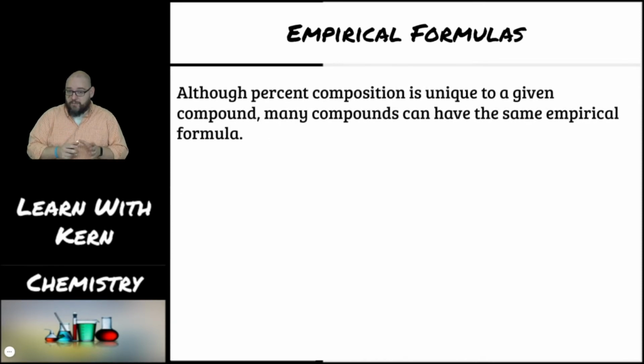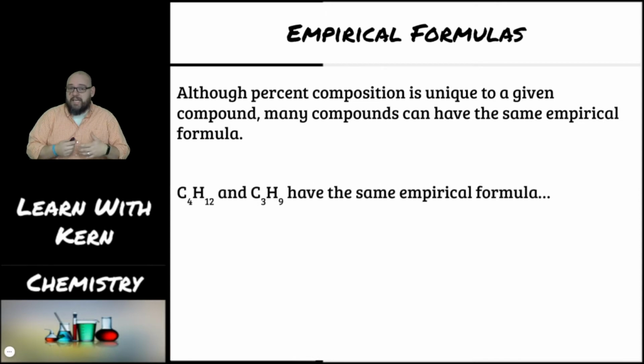Now, percent composition is unique to a given compound, but many compounds can have the same empirical formula. And that happens because they have multiples of the same thing. So for example, we have C4H12 and C3H9. Both of these have the same empirical formula. They are different molecular formulas.